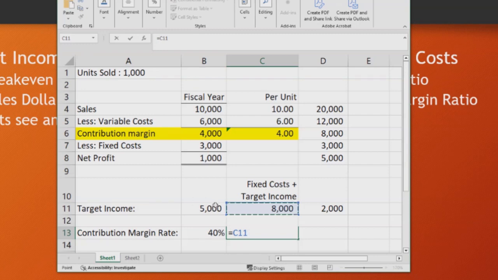Now we take that fixed costs plus target income that we figured before, and you can see that target income right there, fixed costs right there, that's $8,000. We're going to divide that by the contribution margin rate, and that tells us we need $20,000 worth of sales to be able to get our targeted $5,000 income. And you can see when we did the unit test, it was 20,000, so we know that ties out. And that ends the lecture on target income and how to achieve it and calculate it either by units or by sales dollars.